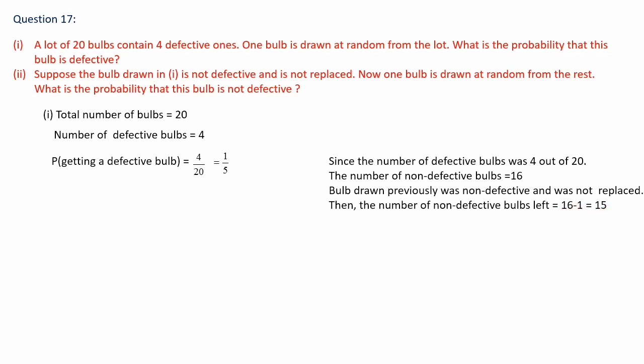So here the question is, what is the probability that this bulb is not defective? We have 15 non-defective bulbs. So the probability of getting a non-defective bulb is: our favorable outcome is 15 and the total outcome is 19, because the total was 20 in the first case and we have taken one good bulb and not replaced it. So 20 minus 1, the total changes to 19. So the required probability is 15 by 19.